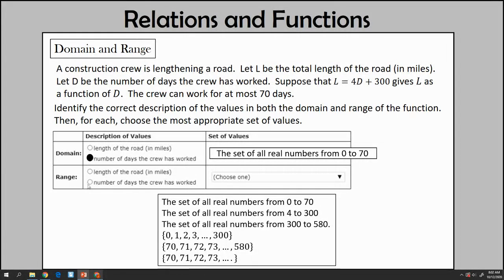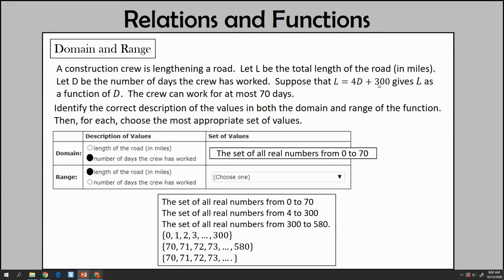The range now is the length of the road in miles, because the range is the outputs or the y values. So the outputs are the answers when I plug in the inputs. So what is the possible range here? Well, if they work 0 days, they're going to have 300 miles of road. That's how much the road starts at.